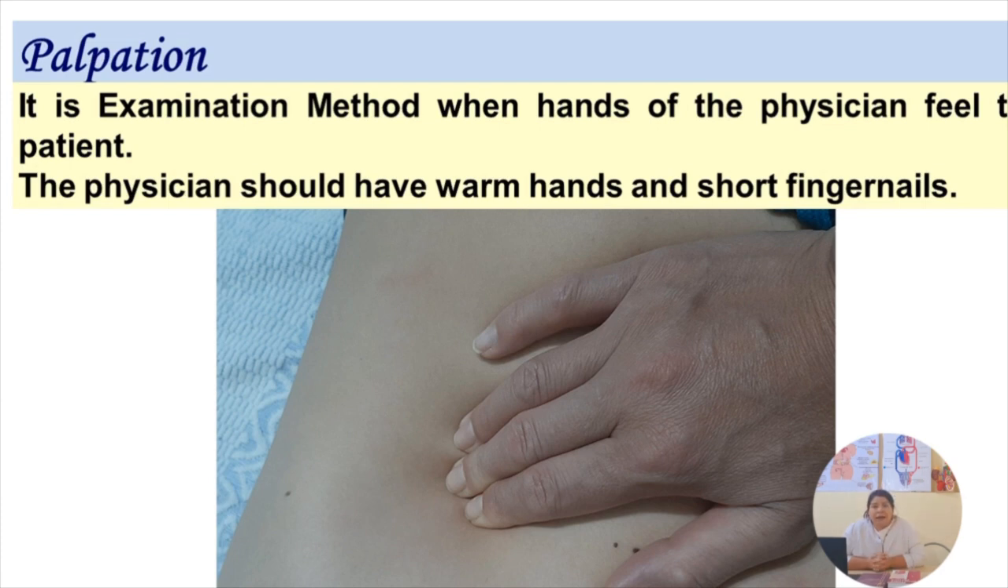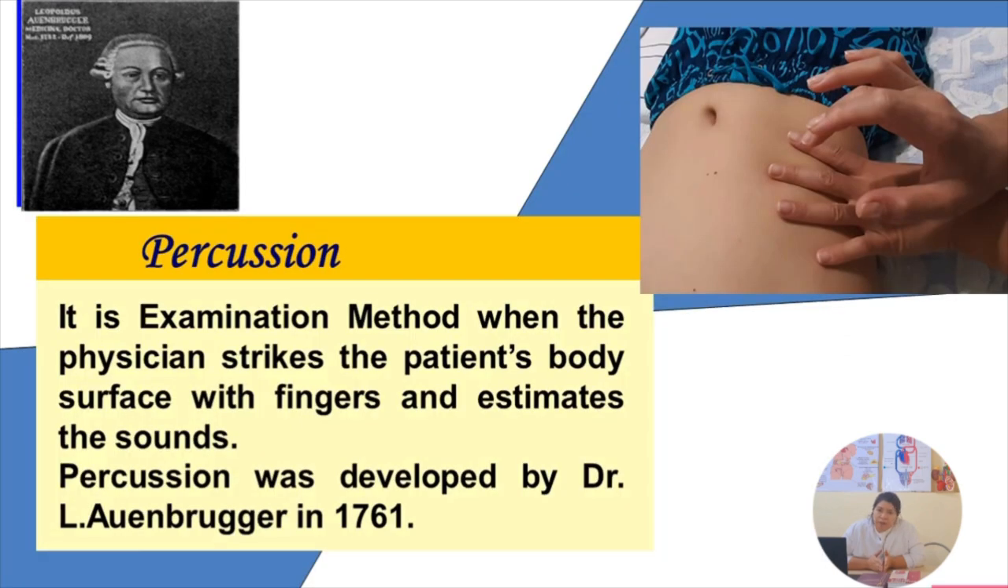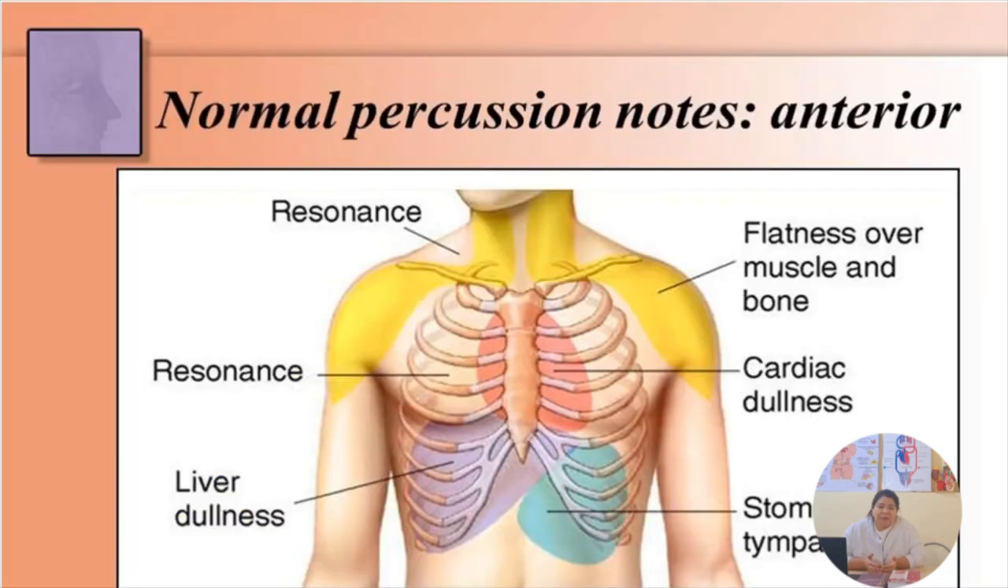What is palpation? Palpation is an examination method where, by touching the patient's organs, you take information about these organs. You can palpate the heart region, the lung region, the chest, and the abdominal region organs like the liver, the spleen, and parts of the GIT.